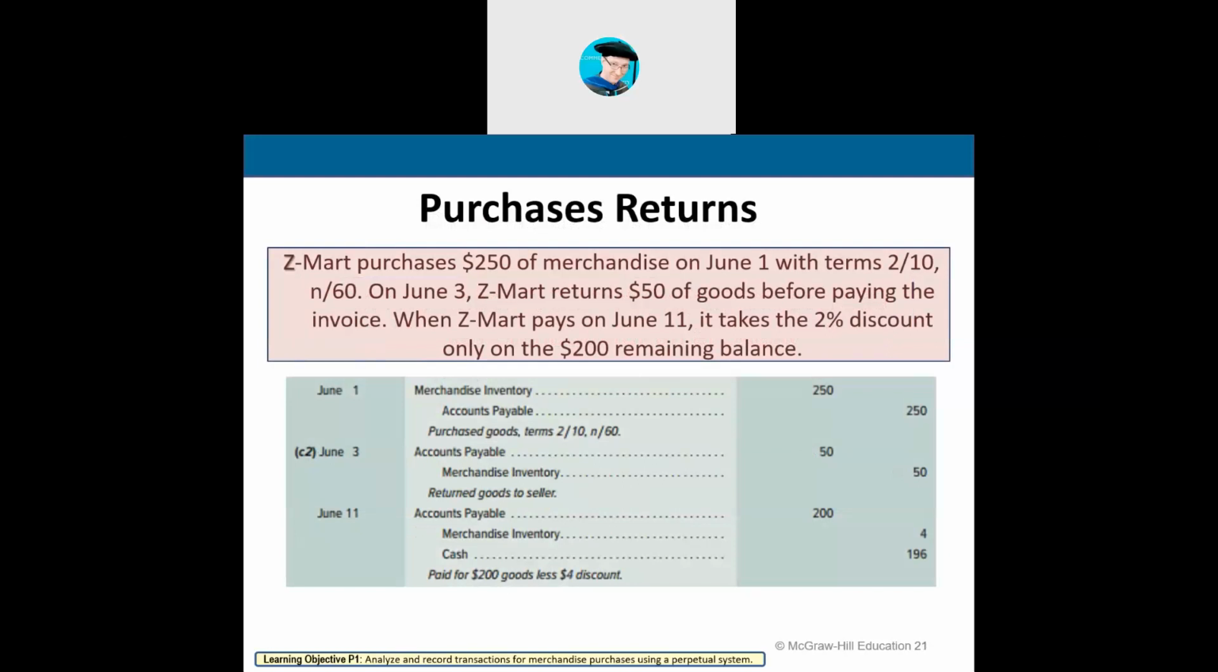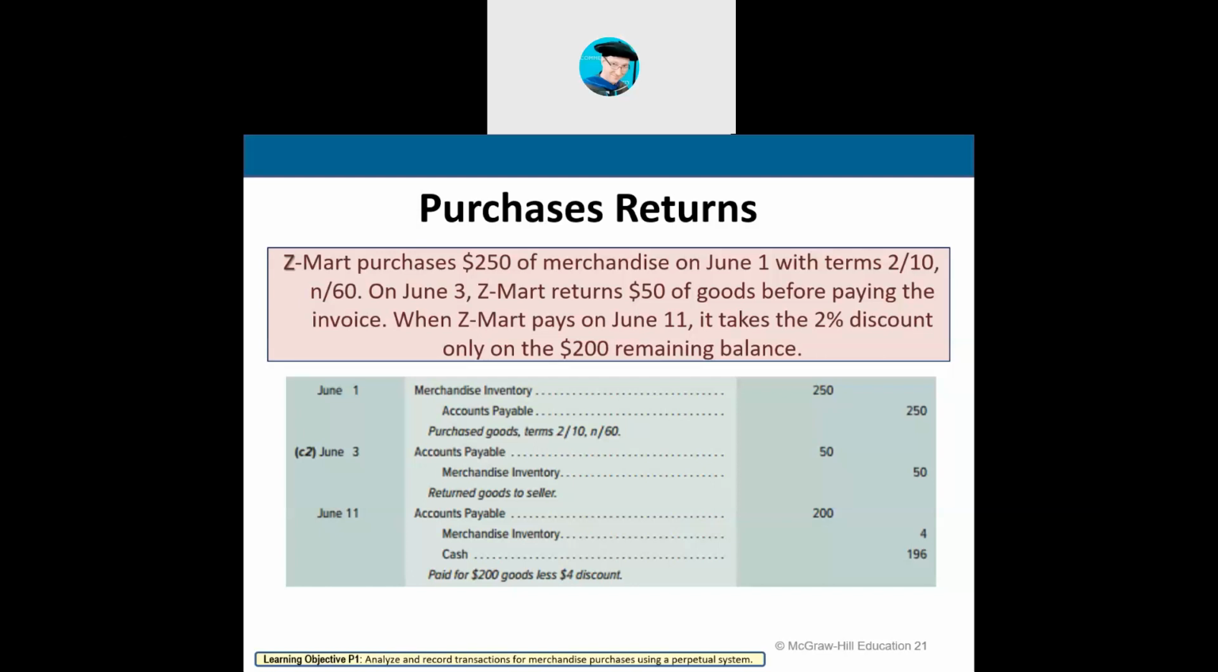I'm going to return that bad inventory. Yeah. So I already paid the bill, so I've got to figure out how to get it returned. So here's how that looks.